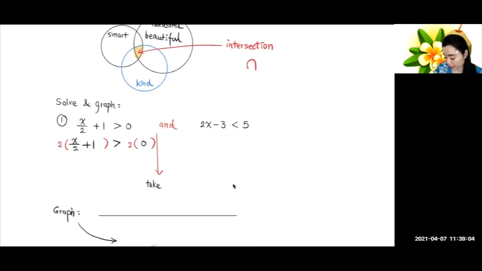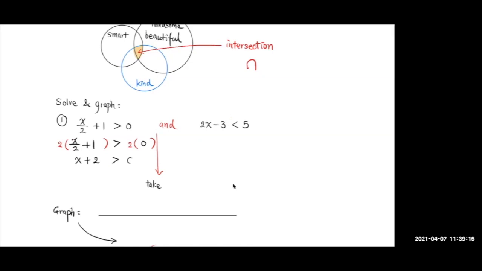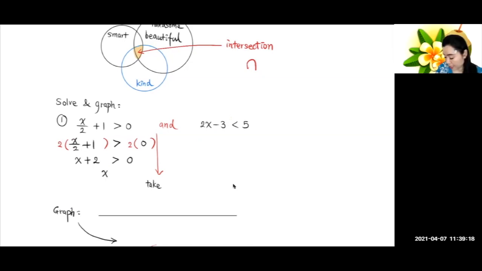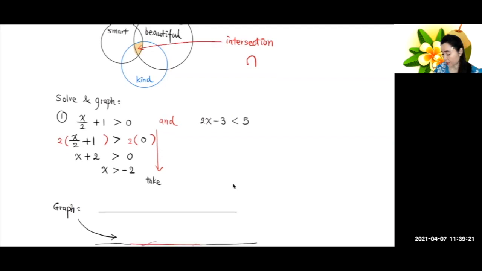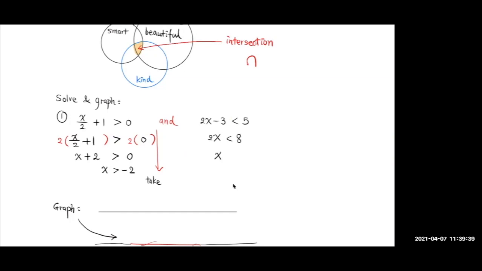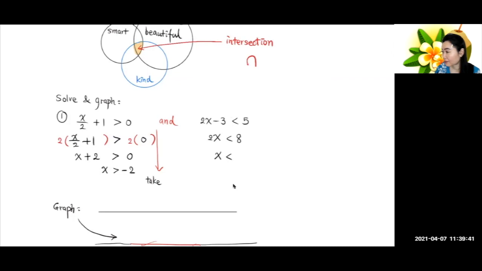Now you simplify this side, you distribute, then what do you get? x plus 2, and the other side 0. Subtract 2 on both sides: x is greater than -2. Now we've solved the first one. The second one, we add 3 to both sides: 2x is less than 8... 2x equals 4 after adding. Then divide both sides by 2: x is less than 4.